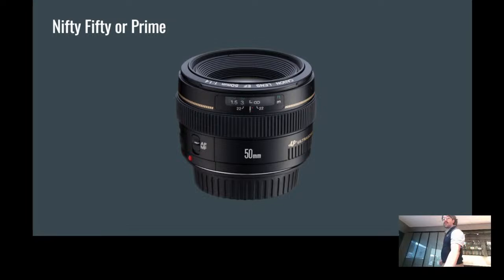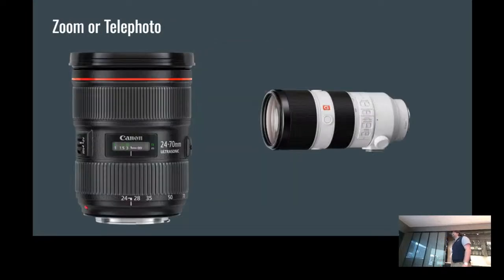On the flip side of prime though, we have zooms or telephotos. Where prime is a single number, zooms are a number to a number. Where that matters the most, when we're zooming with a lens, we are changing the number or the focal length and moving it from one to the other. We're zooming in and out of an image.